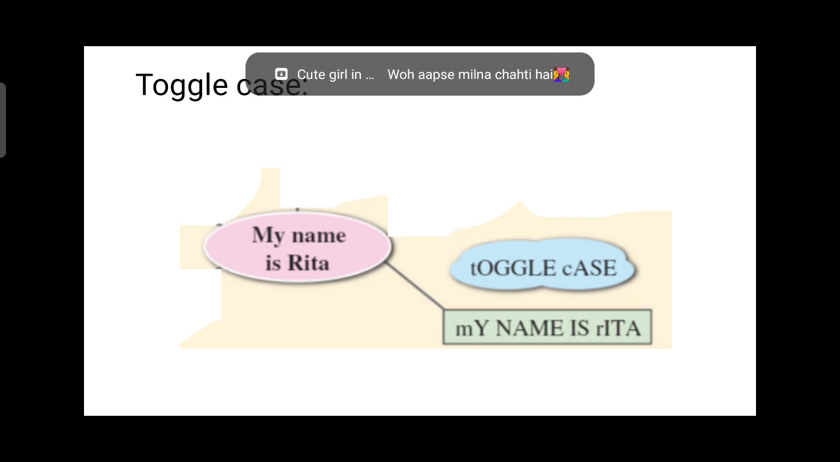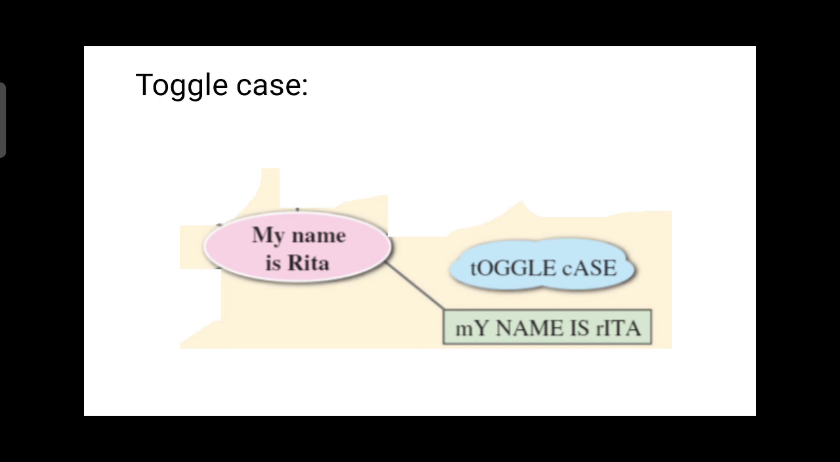It means the lowercase is converted into uppercase and the uppercase is converted into lowercase. Vice versa, it will reverse the order. Okay children, so now here my name is Rita. M is capital, but now in the answers you will get the M is small because M was capital and the rest is in small letters. So you will get the answer. This is the toggle case.